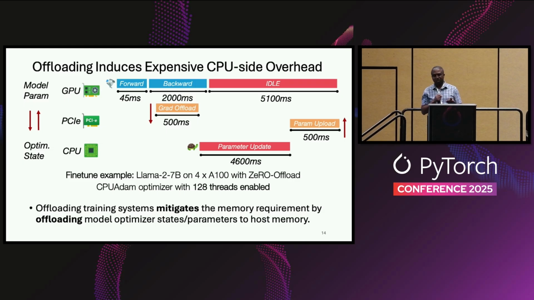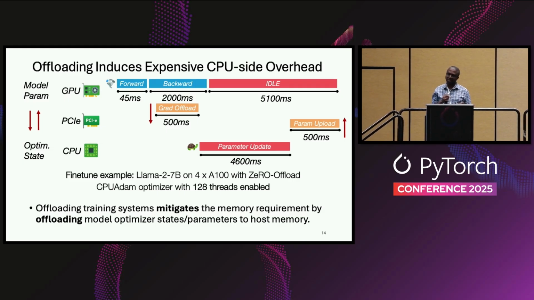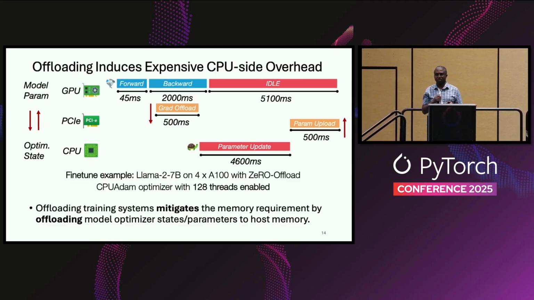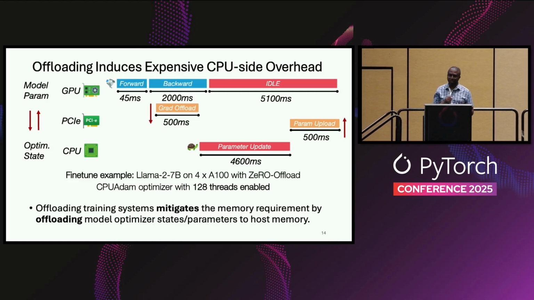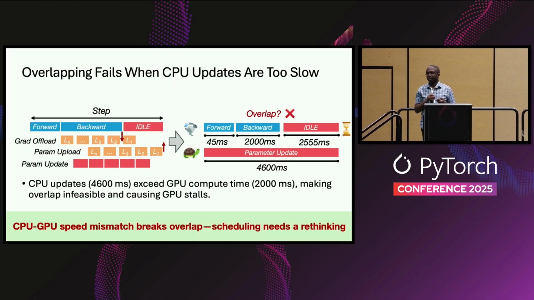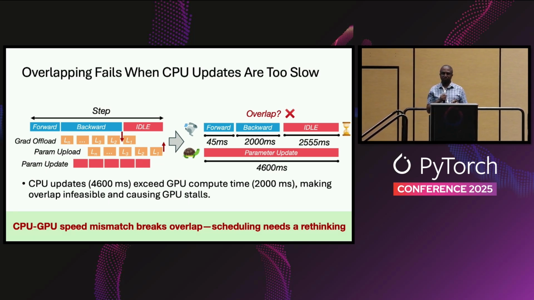This plot is just showing some actual numbers where your forward pass takes about 45 milliseconds, your backward pass takes 2,000 milliseconds. A big chunk of that comes from the fact that you're offloading the gradients to your CPU, and then you look at the CPU time for the parameter update. It's about 4.6 seconds. It's just really a big bottleneck. This makes it hard to overlap, right? If you have these sorts of numbers, you can't really overlap.